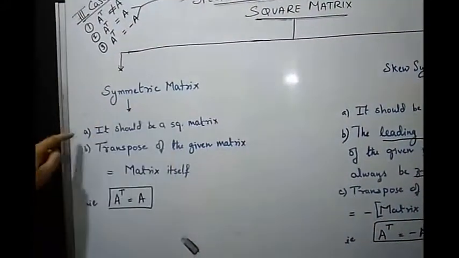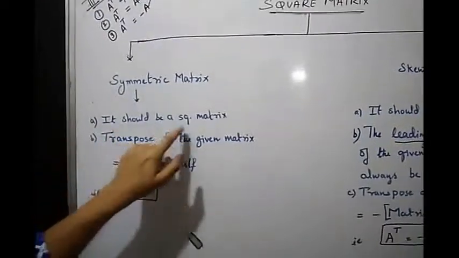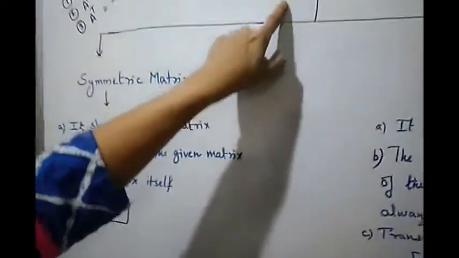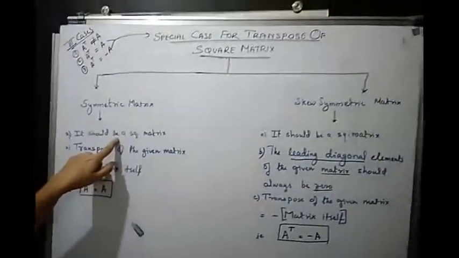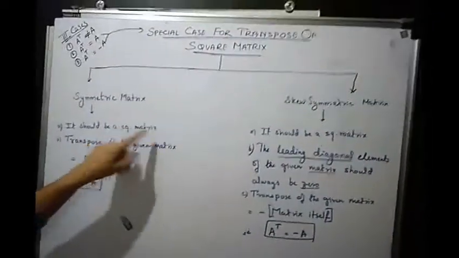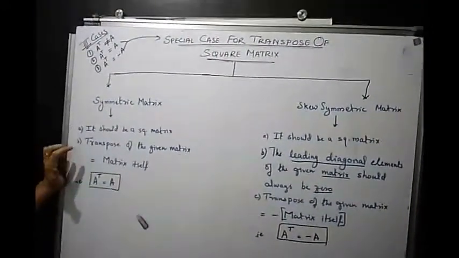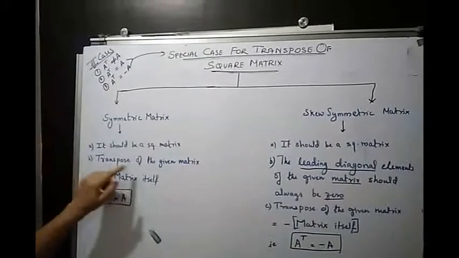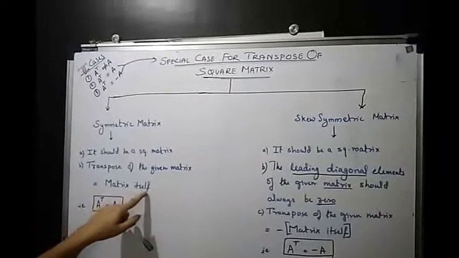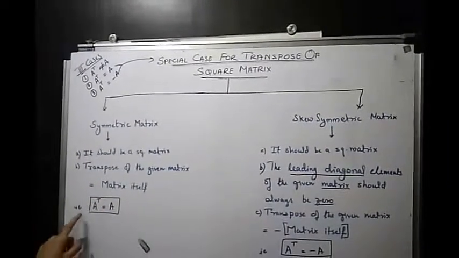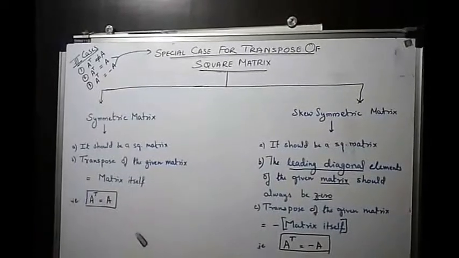For this, two conditions have to be satisfied. The first one is it should be a square matrix. I have specified here, and I am also specifying over here, that the matrix so selected should be a square matrix. The second is the elements should be selected in such a manner that if we transpose the given matrix, it should be equal to the matrix itself. That is, A transpose is equal to A. For this, we take one example.